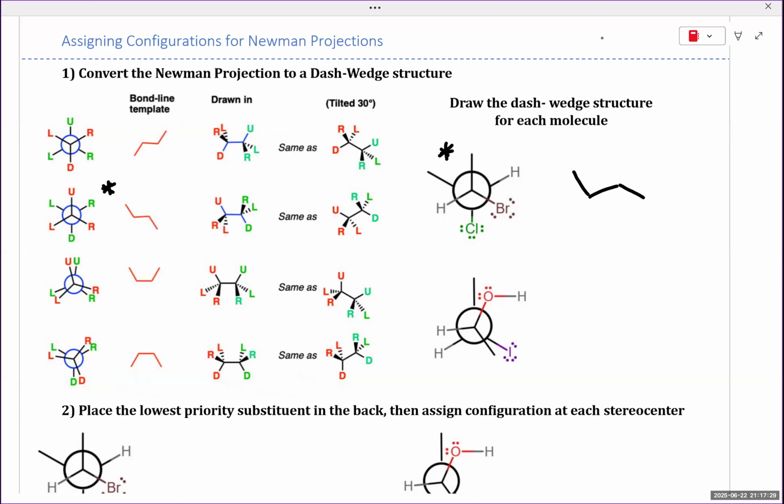From here, the upper group, which is the methyl group, is drawn flat. The group on the right, which is the bromine, ends up drawn with a wedge. The group on the left is drawn with a dash. The group in back that's pointing down, which is the chlorine in this case, is drawn flat. The group on the right is drawn with a wedge. So this is the hydrogen. The group on the left is drawn with a dash, which would be the methyl group.